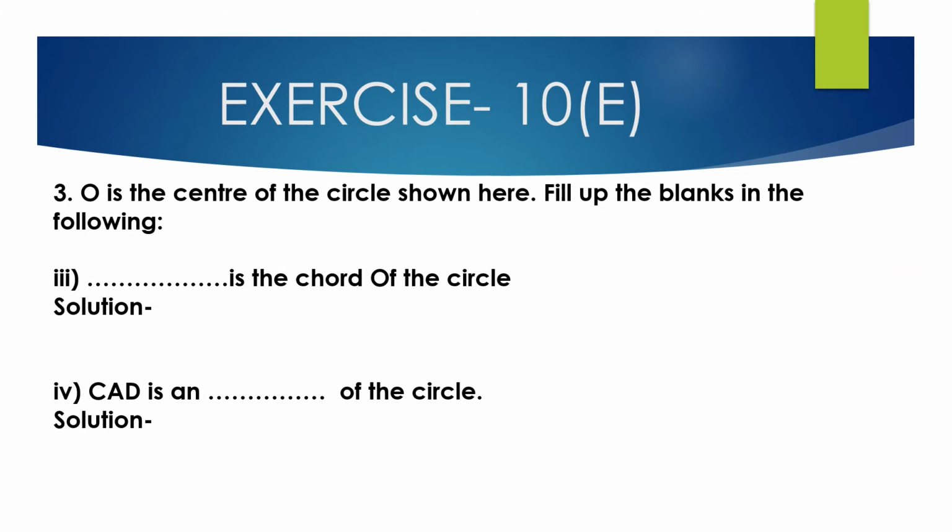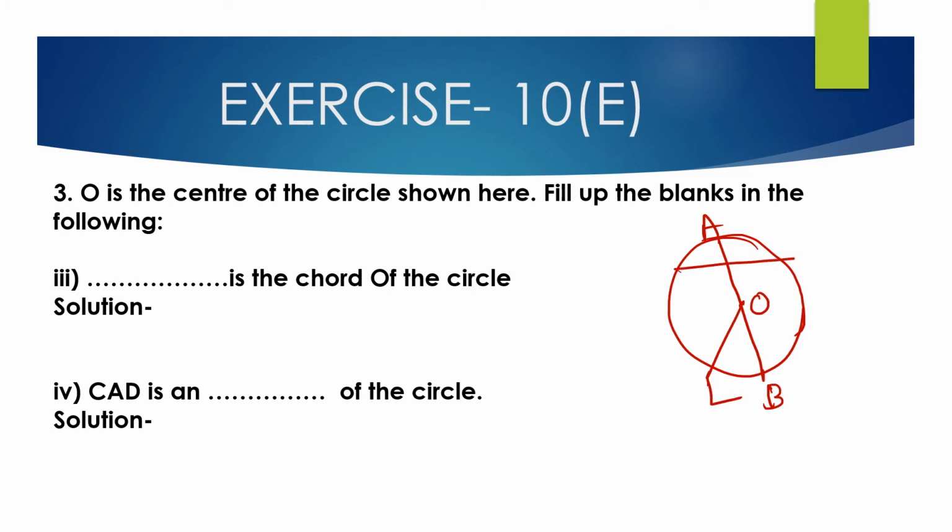Now we will solve question number 3b. Dash is the chord of the circle. First we draw the given figure. This figure is given. This is AB. This is center O. This one is L. And this is C and D.